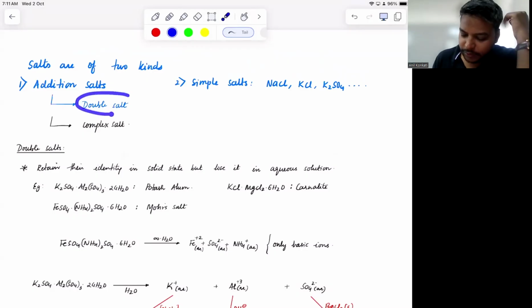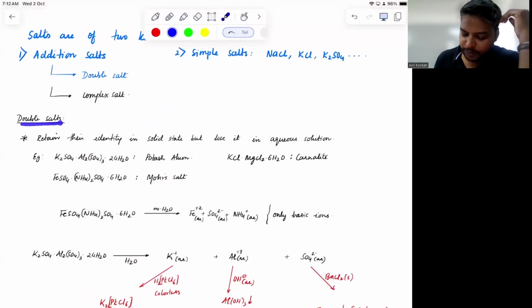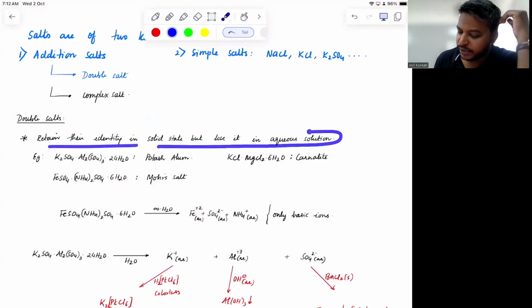Within addition salt, we see two types, double salt and complex salts. When I use the term double salt, they will retain their identity in solid state, but they lose it in aqueous state.